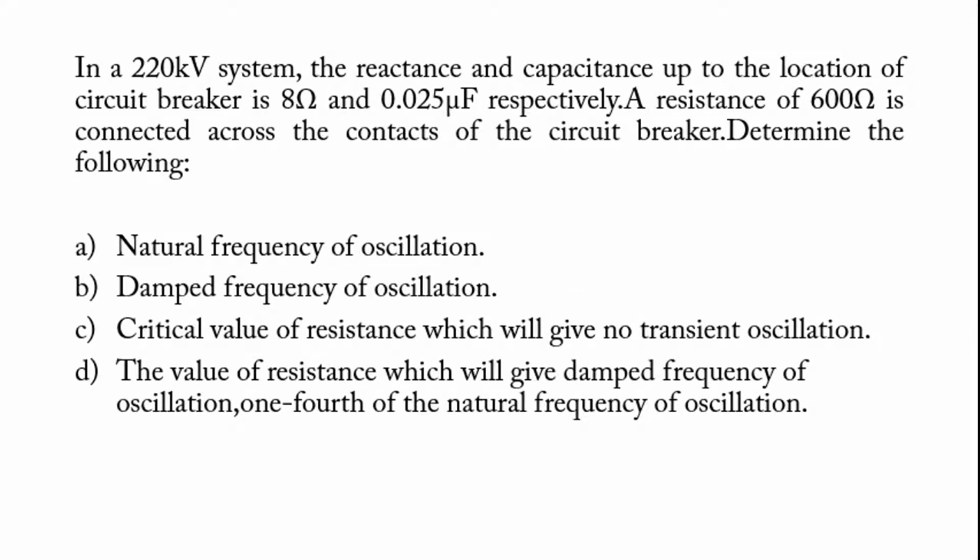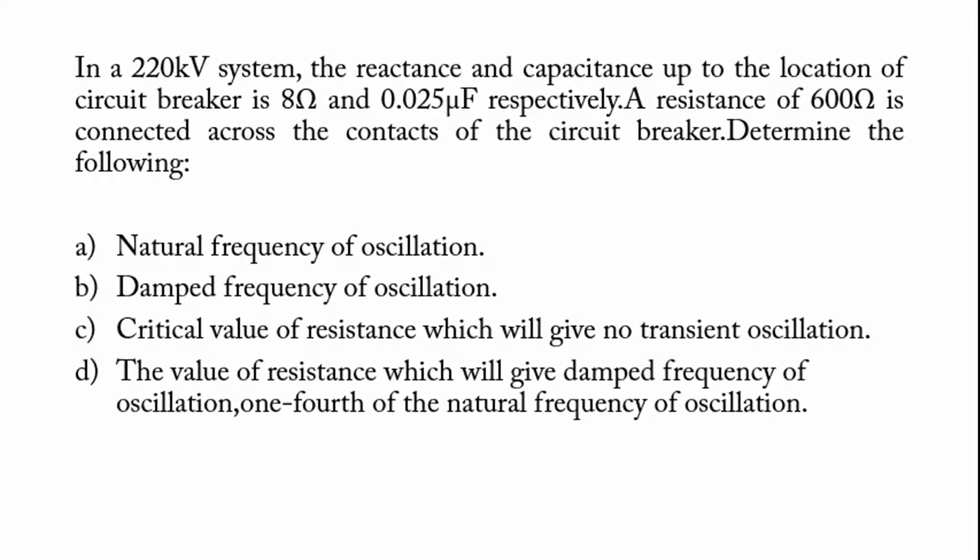Hello everyone. In this video, we will solve an example on resistance switching. So this is the question. In a 22 kV system, the reactance and capacitance up to the location of the circuit breaker is 8 ohms and 0.025 microfarad. A resistance of 600 ohm is connected across the contacts of the circuit breaker.